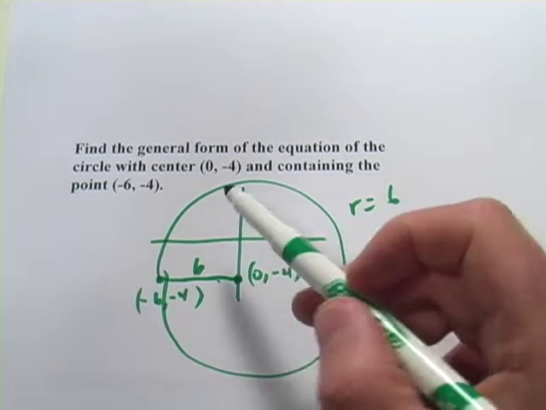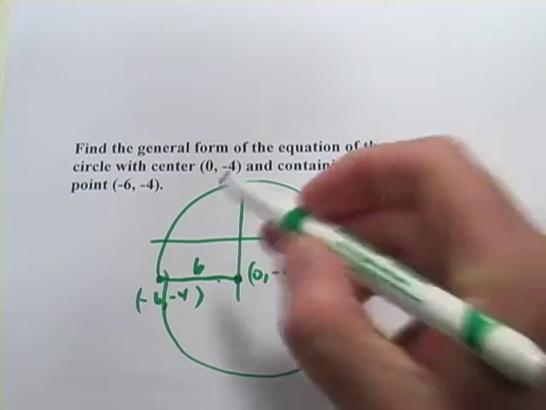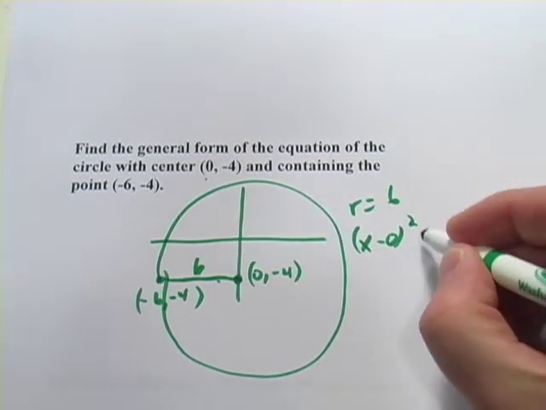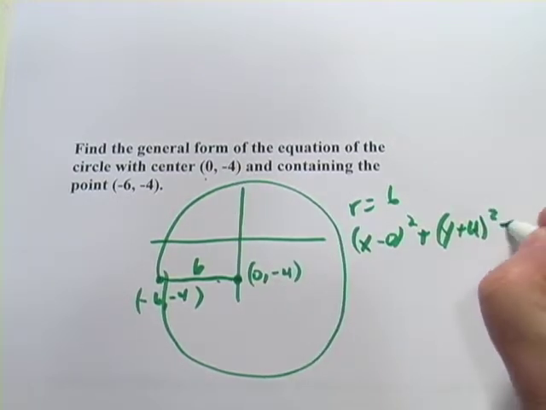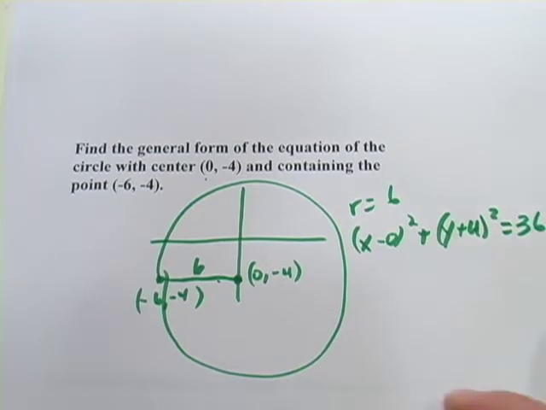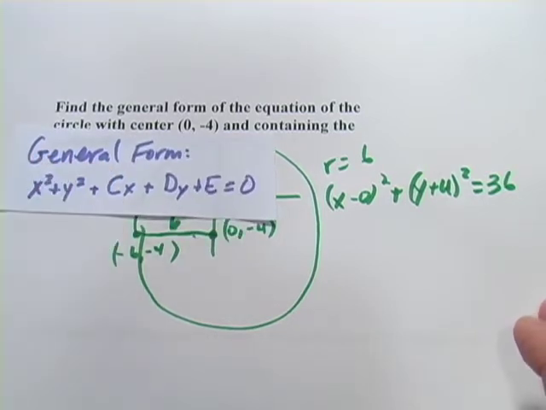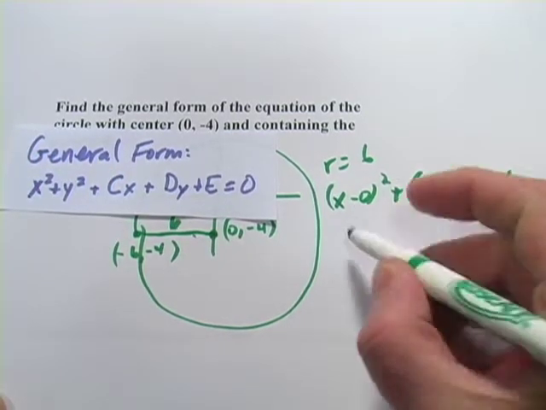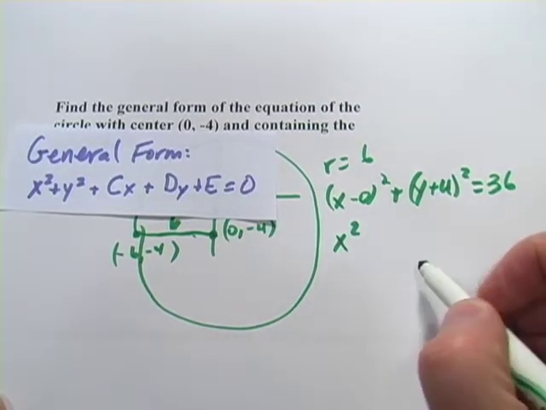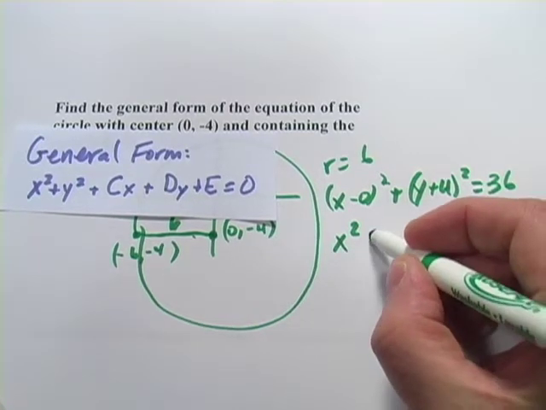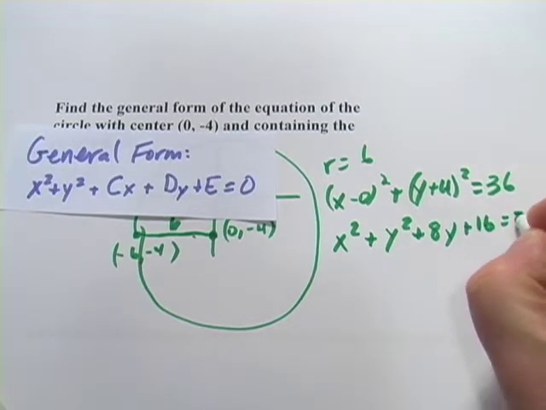So I'm going to start by writing this in the standard form, which is x minus 0 squared plus y minus negative 4, so that's plus 4 squared, equals our radius squared, 36. But we want this in the general form, and that general form, remember, is all multiplied out and put in that order. So our x squared term, x minus 0 is just x, so our x squared term is going to be x squared. Here I'll multiply out the y plus 4 squared. That's going to be y squared plus 8y plus 16 equals 36.